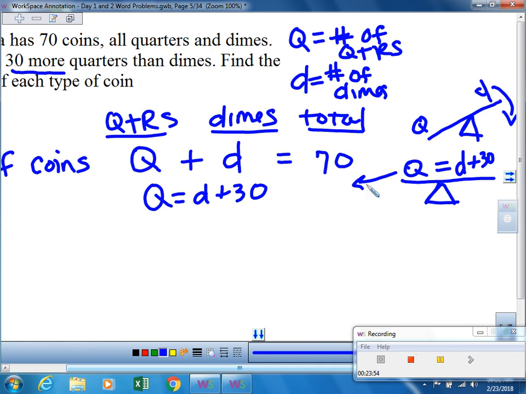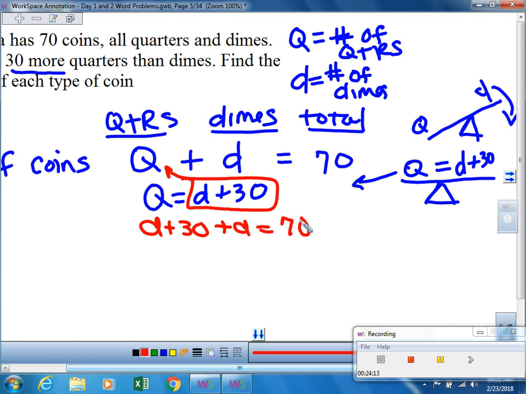So this is set up for substitution. What am I going to put this in for? Q. So instead of Q, I'm going to put D plus 30, and then I'm going to bring all this down. Plus D equals 70.